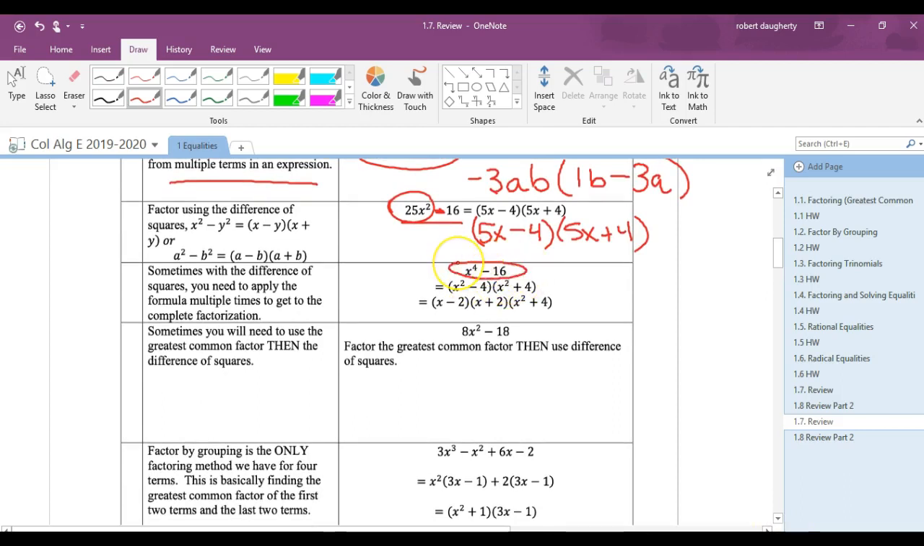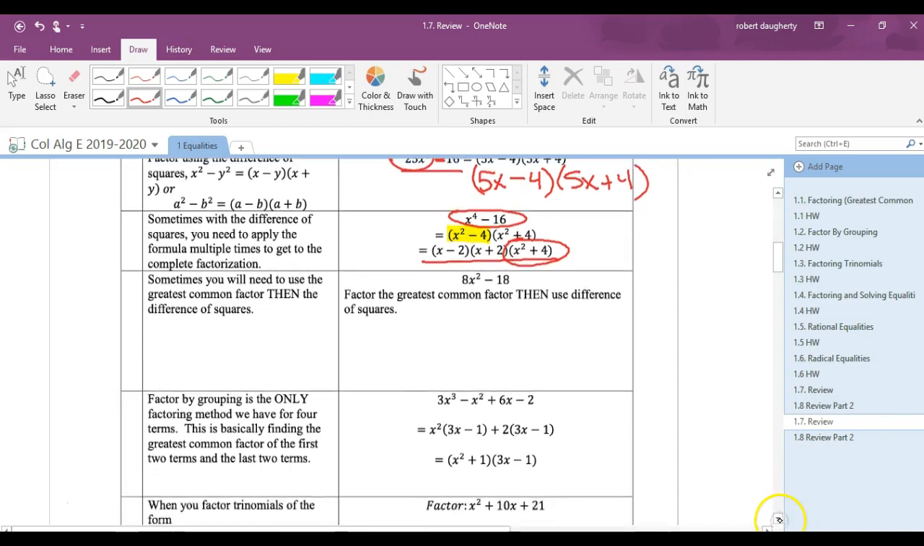When you take this one, that's x squared minus 4, x squared plus 4. But always ask yourself, can I go further? X squared minus 4, that still is the difference of squares. So your final answer is x minus 2, x plus 2, x squared plus 4. We have no formula for the sum of two squares. It's only the difference of two squares that we can factor.